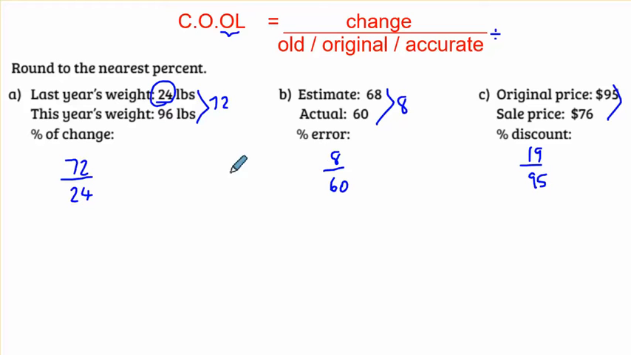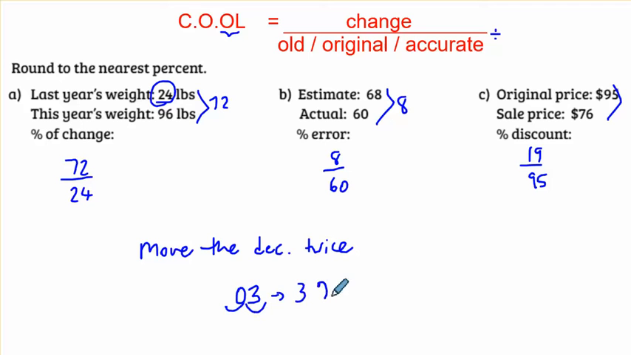Okay, so hopefully you have these three division problems. The one that's going to give you the most trouble, I would think, would be A, because when you divide 72 by 24, you get a whole number, right? Remember, every single time that we get an answer here, we have to then move the decimal twice. So if we wind up with an answer like 0.03, we would move that twice to be 3%.